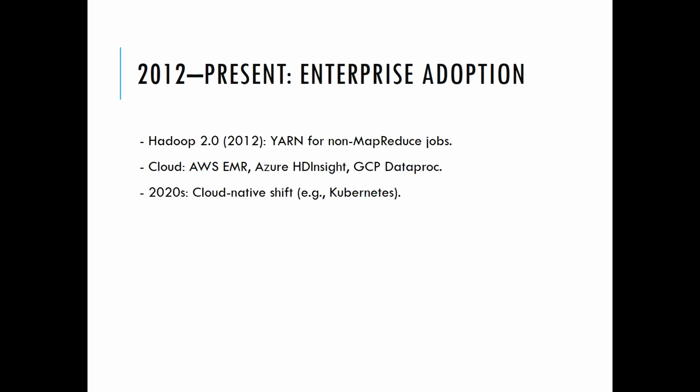Hadoop moved from web giants and pioneers into mainstream enterprise adoption. Hadoop 2.0, 2012, a watershed moment. The introduction of YARN, Yet Another Resource Negotiator, decoupled resource management from the MapReduce processing engine. This meant Hadoop could now run diverse workloads like interactive SQL via Impala or Tez, real-time streaming with Storm, Spark Streaming, graph processing with Giraph, and machine learning with Mahout, efficiently in the same cluster alongside MapReduce. YARN unlocked Hadoop's potential as a true multi-workload data operating system.